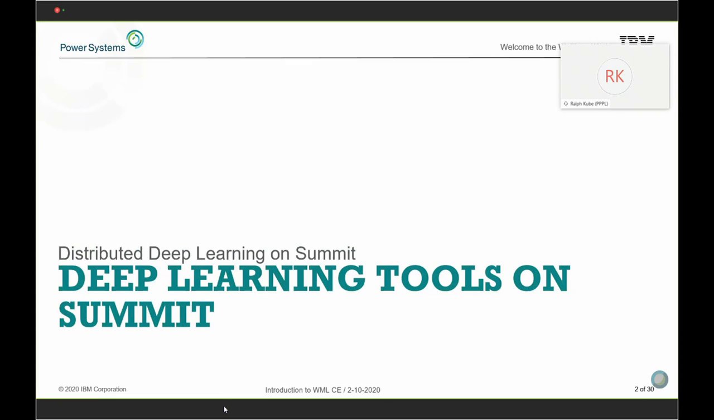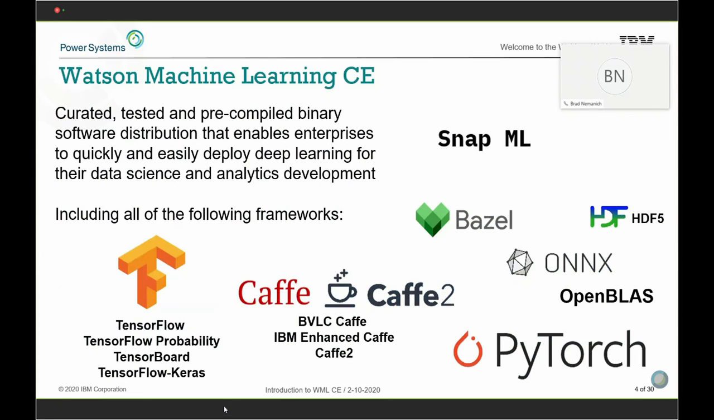So, getting started with some deep learning tools on Summit. Watson Machine Learning CE is a software distribution provided by IBM, where we basically take all of these deep learning frameworks and tools related to their use, test them, compile them, and make sure they work well together, and then distribute them. This includes things like TensorFlow, Caffe, PyTorch, Horovod, and some other useful tools that people working on distributed deep learning projects often use.